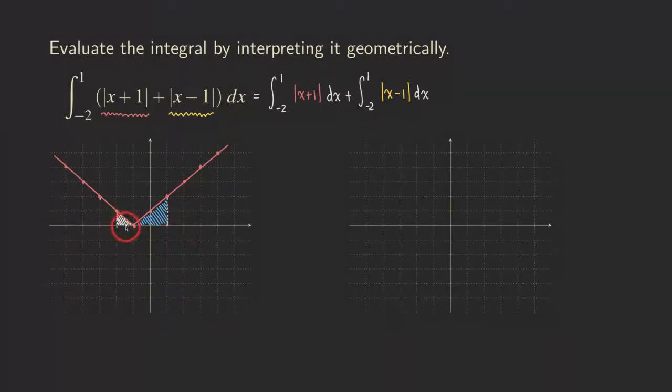So for this area right here, the base is 1 unit, and the height is also 1 unit. And now for the other right triangle, the base is going to be 2 units right here, and the height is also 2 units right here. So all we need to do is to just add them up, right? So what are we getting here?